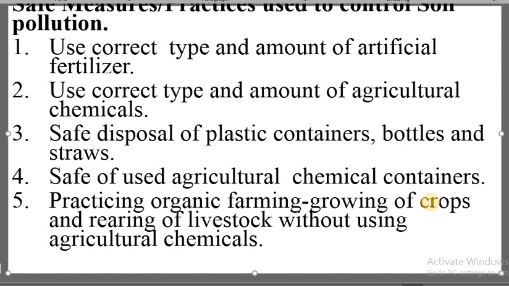Like if it is crop production, mostly you use organic manures. That's not an artificial fertilizer, because it can rot, it is biodegradable, it is very good to the environment. So that is the fifth practice of controlling soil pollution. Thank you so much.